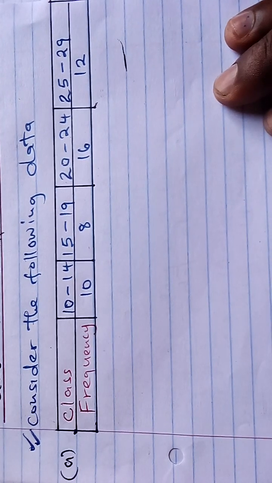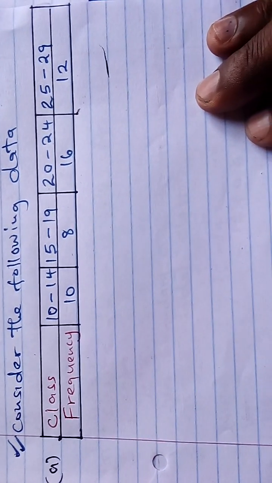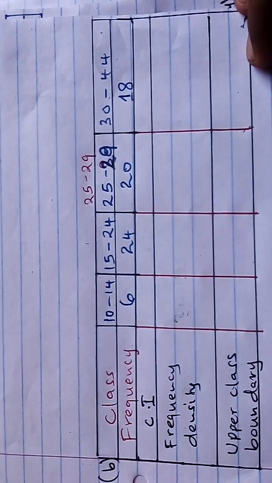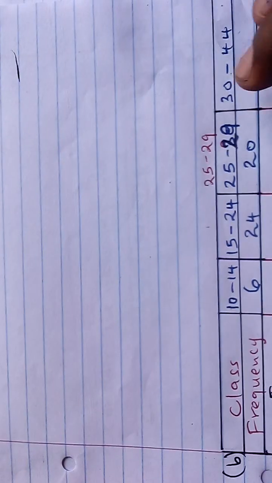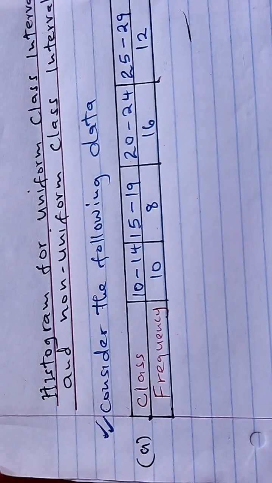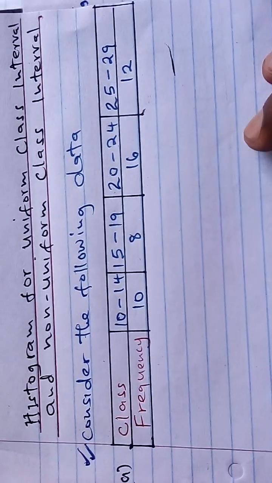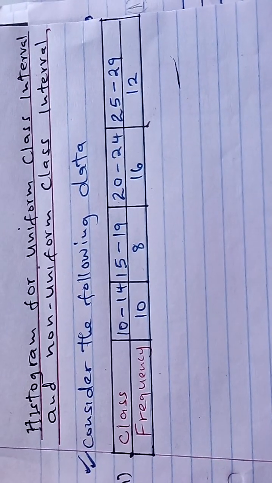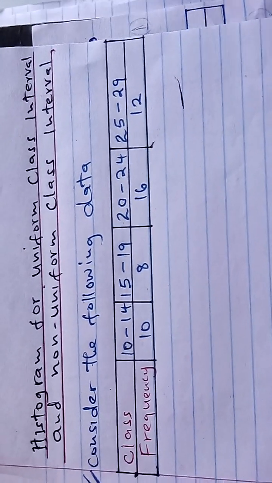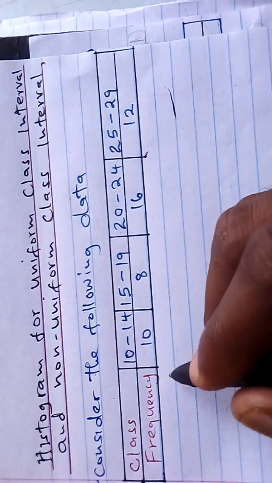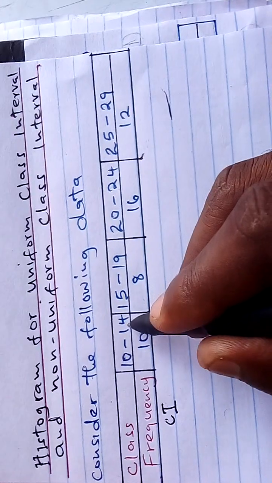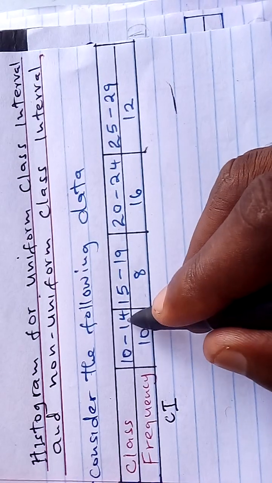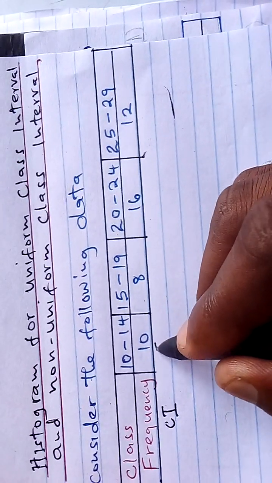So you have the two types of data down here. Consider the following data. We have the first one, as you can see, then we have the second data. Finding the class interval for the first data, I said in my first video that class interval is given by upper boundary minus lower boundary. So the first class interval here, the upper boundary of 14 is 14.5, and this is 9.5. So 14.5 minus 9.5, you're going to get 5.